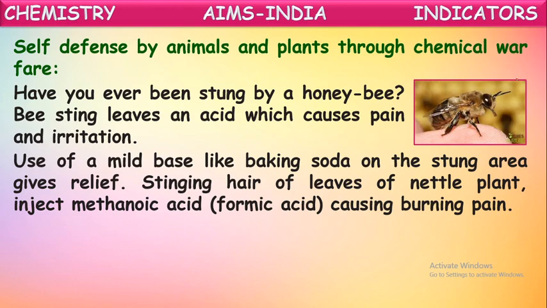Stinging hair of leaves of the nettle plant injects methanoic acid or formic acid, causing burning pain. Yes, some leaves also release this formic acid. We will immediately get some pain or irritation with those nettle plants. So then also we can apply this baking soda, which is a mild base, a lightly basic substance. This reacts with the formic acid or methanoic acid to neutralize that, so that we will get relief from that pain and irritation.